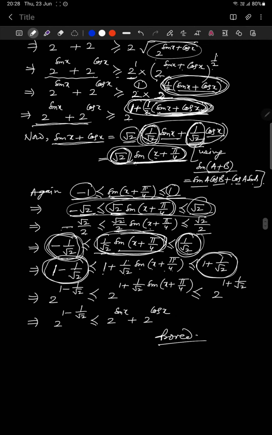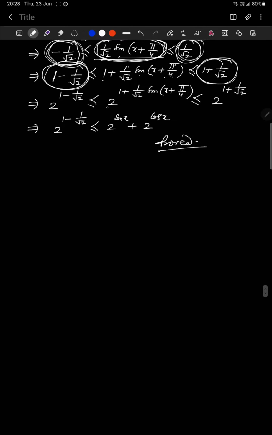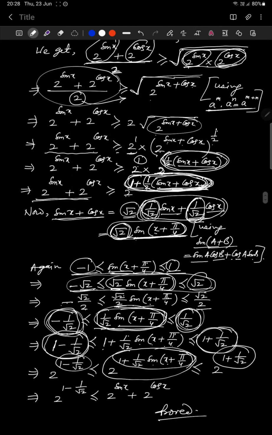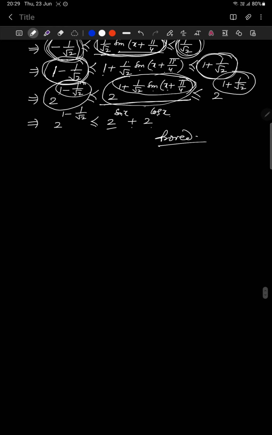And again you see, throughout we had 2 to the power this whole thing. So what we will do is, we will take the base as 2 and the power as this one and this one, so that this 2 to the power 1 plus 1 by root 2 sin(x plus pi by 4), this whole quantity is less than or equal to 2 to the power sin x plus 2 to the power cos x. What we are finding is this quantity is greater than or equal to this one. Alright, and this quantity, as we have proved over here, is greater than or equal to 2 to the power 1 minus 1 by root 2. So obviously we can replace this one by 2 to the power sin x plus 2 to the power cos x. See, if you have not understood, once again you try to understand.